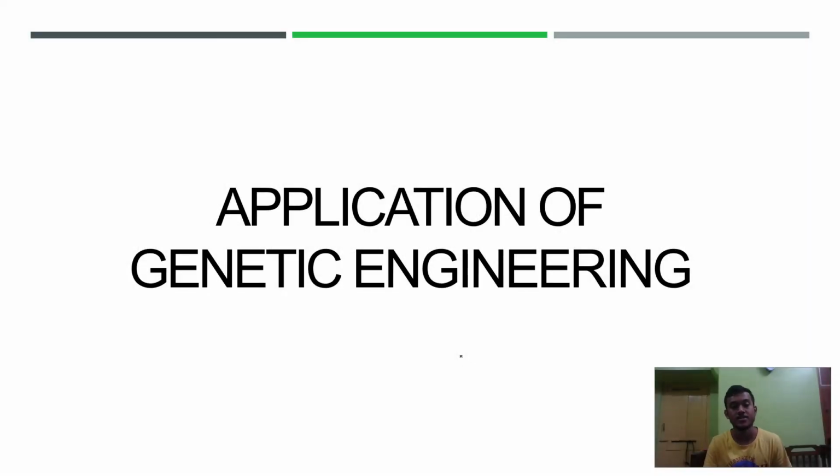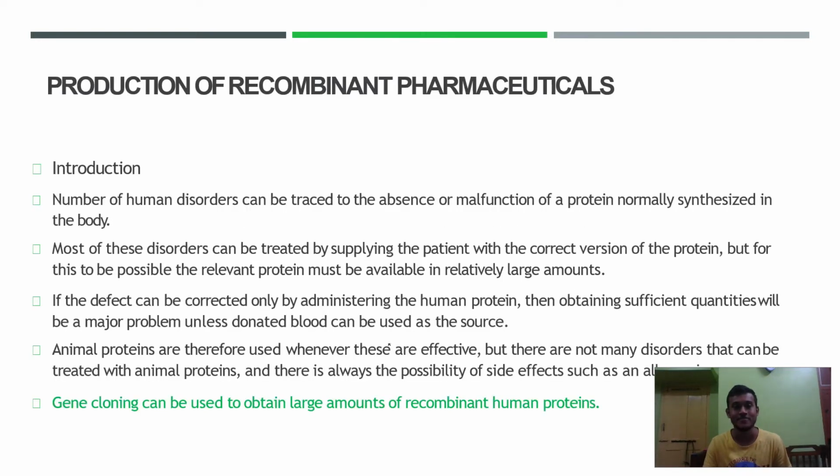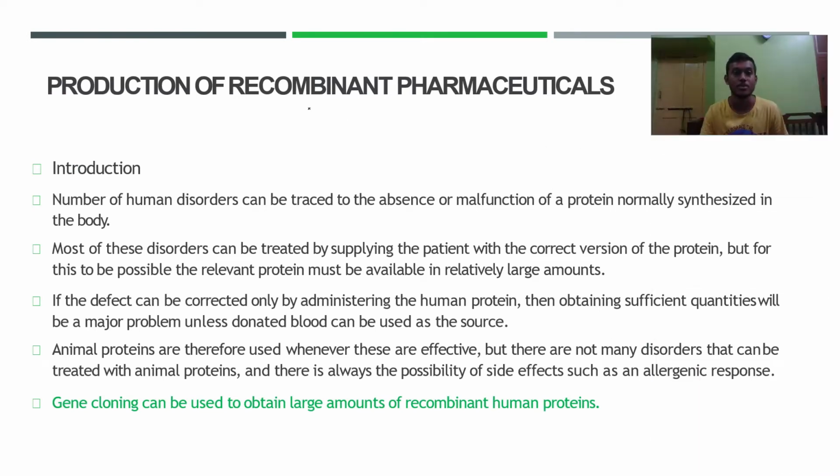Hi everyone, so in this video I'll talk about applications of genetic engineering. So let's get started. We'll talk about the first application of genetic engineering, which is the production of recombinant pharmaceuticals. A small intro about what it is all about and how it is helpful.